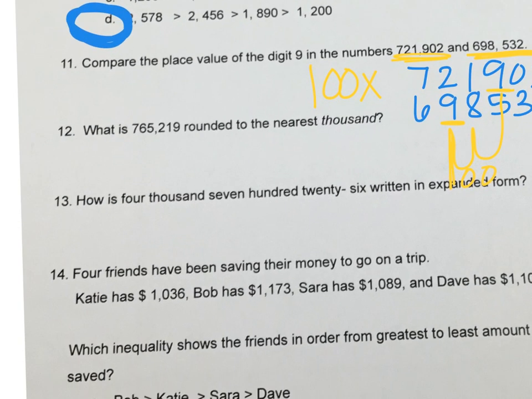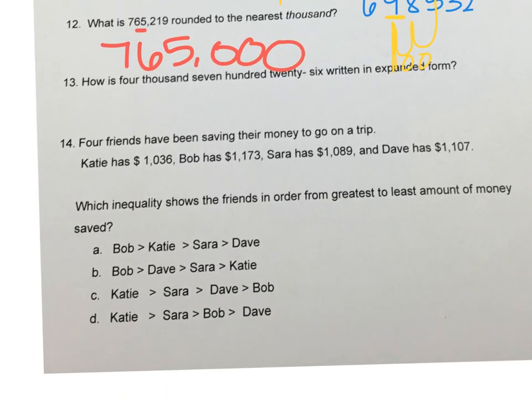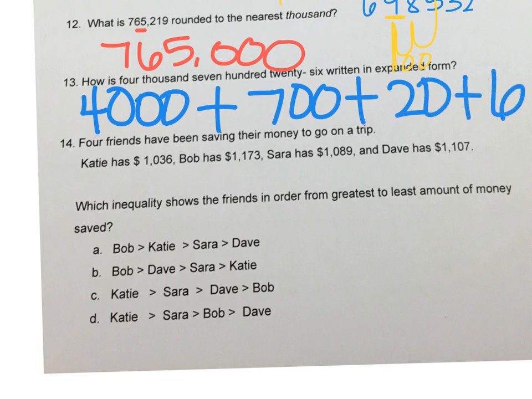All right. Number 12, we're rounding this to the nearest thousands. My thousands place has a 5. Its neighbor is a 2, which means it's going to stay the same. So your answer should look like this. Number 13, how is 4,726 written in expanded form? All right, so you just write it like it sounds. 4,000 plus 700 plus 20 plus 6.